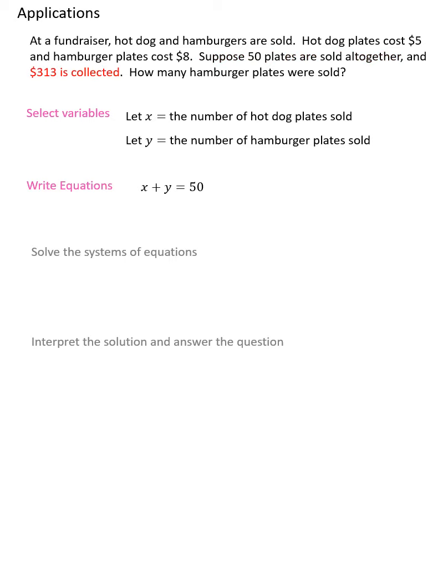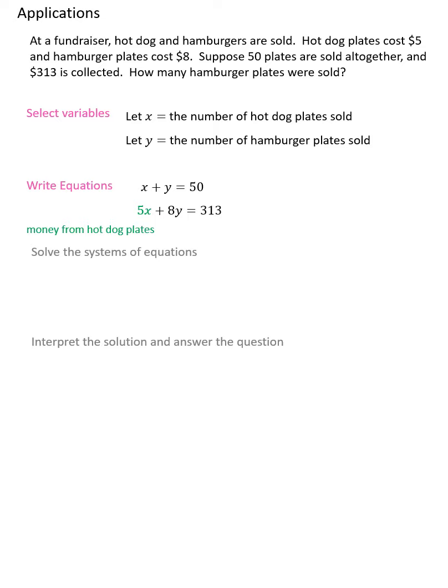I can make a separate equation out of the fact that $313 is collected. Now this is the equation that I made out of that fact. But let's analyze it a little further. A lot of students think, oh, I put a 5 next to the X because hot dogs cost $5 and X is the number of hot dog plates sold. Well, while that is technically true, let's really think about what it is that we're doing here.